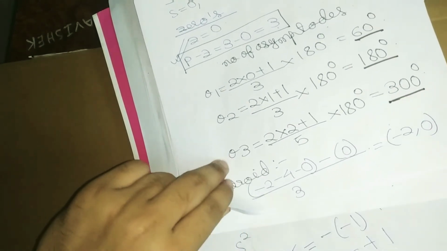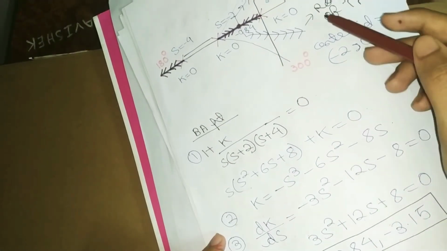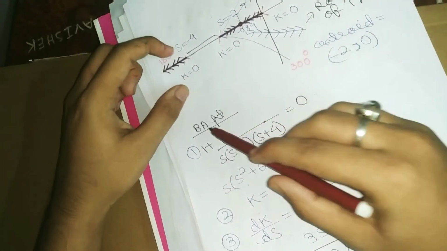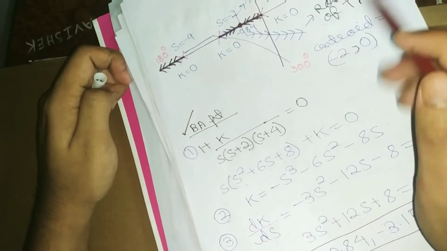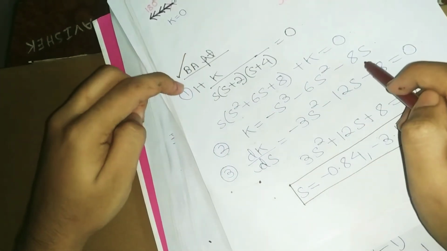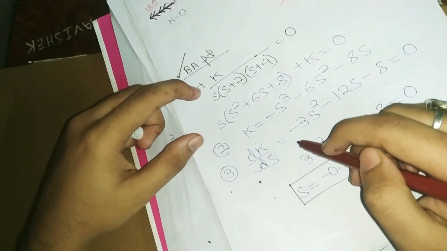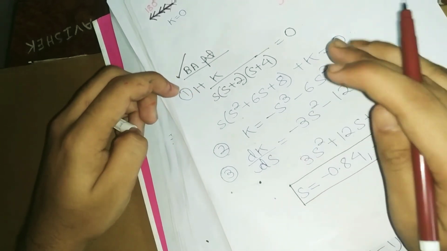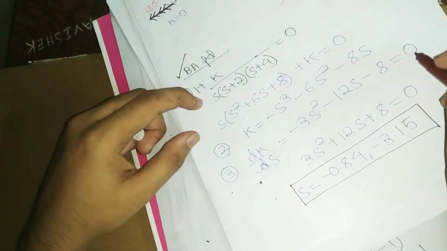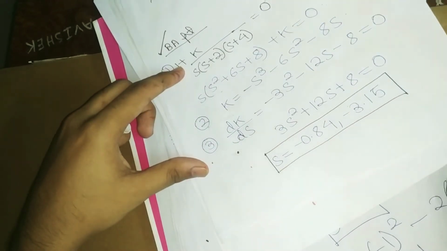And the centroid you have to calculate similarly. Then you have to plot this portion. First of all, you have to solve for the breakaway point. So you have to write K in terms of s, then differentiate dK/ds, and equate it with 0. So s will come out as -0.84 and -3.15.